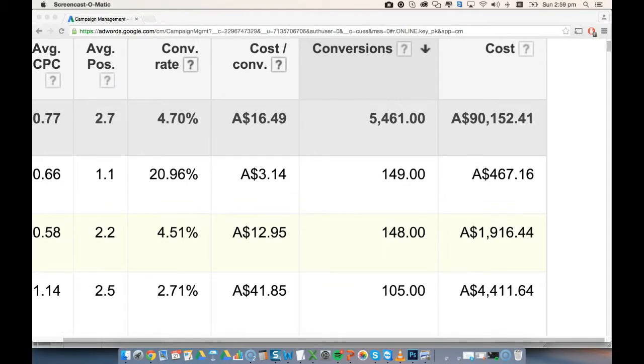Today I'm going to run through an AdWords optimization activity called forecasting conversions. This is quite a unique optimization activity and one of the most important activities for an account that has a large budget and a lot of keywords.